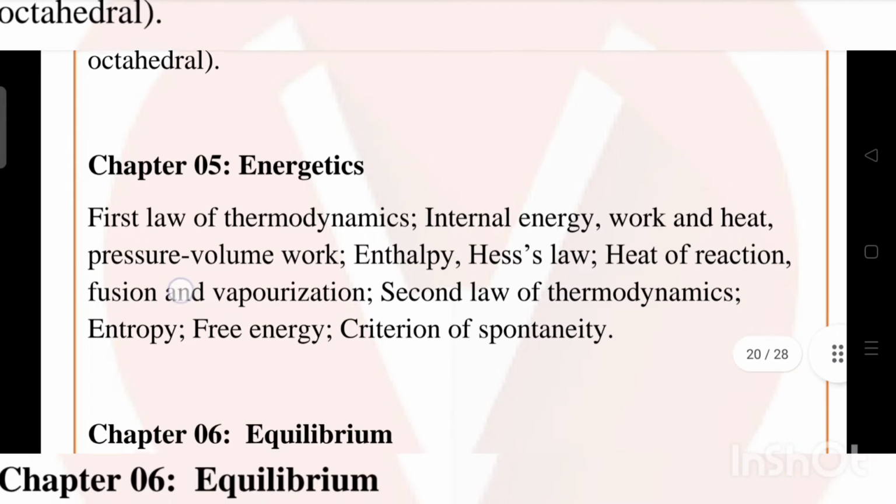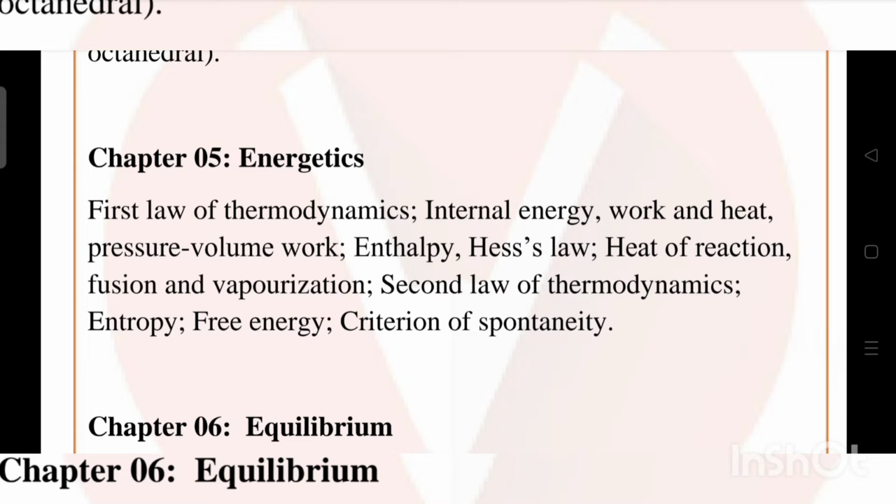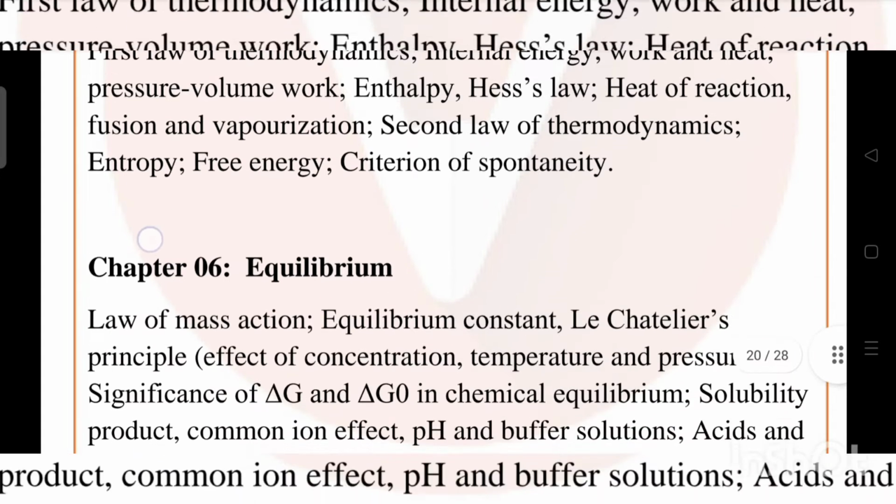Chapter number 5 is energetics. First law of thermodynamics, internal energy, work, heat, pressure-volume work, enthalpy, Hess's law, heat of reaction, fusion, vaporization, second law of thermodynamics, entropy, free energy, and criteria of spontaneity. This is the most important chapter from which most questions are asked in the JEE Advanced exam.